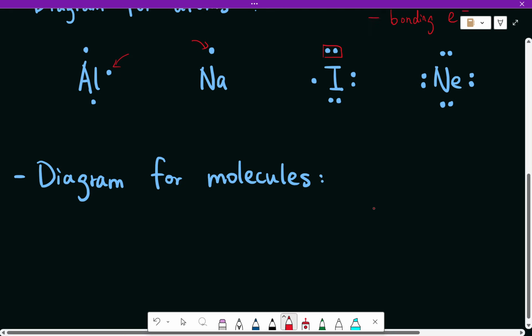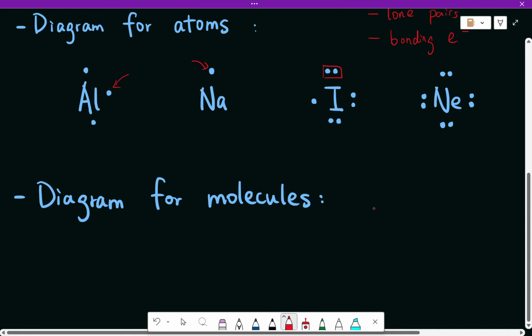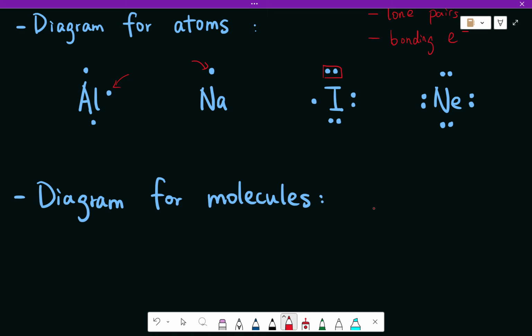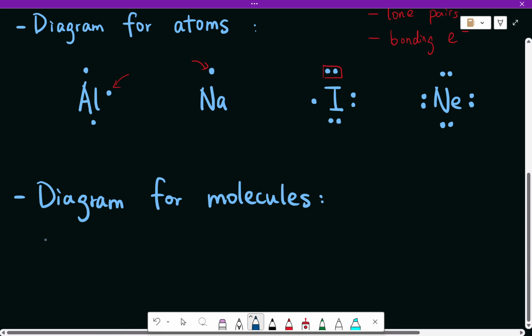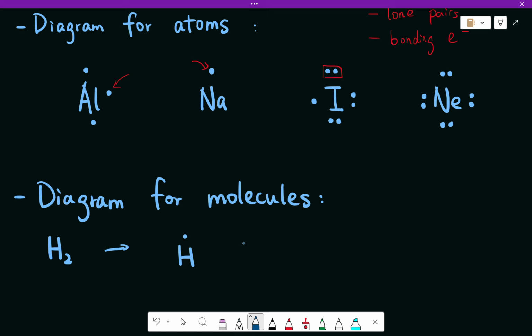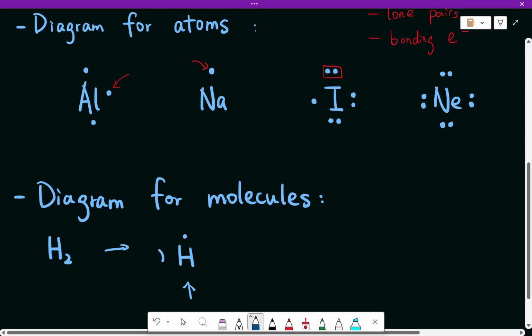We're going to see that more clearly in the next section, where we will talk about how to draw the correct Lewis diagrams for molecules. So let's look at a simple example first. Let's go with hydrogen gas, which is represented by H2. We can draw the individual atoms first. We know that hydrogen has only one valence electron because it's in group 1. So the Lewis diagram for one hydrogen atom will be like this. And we have two of these.